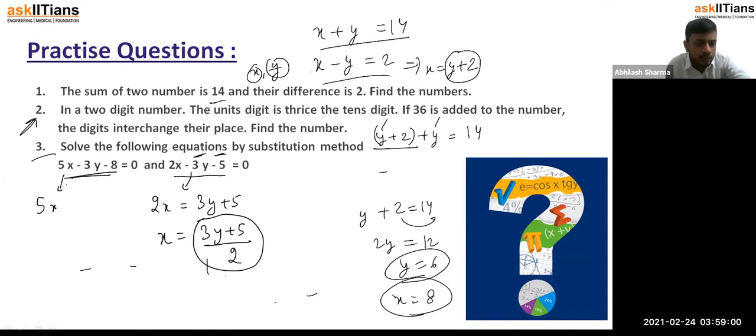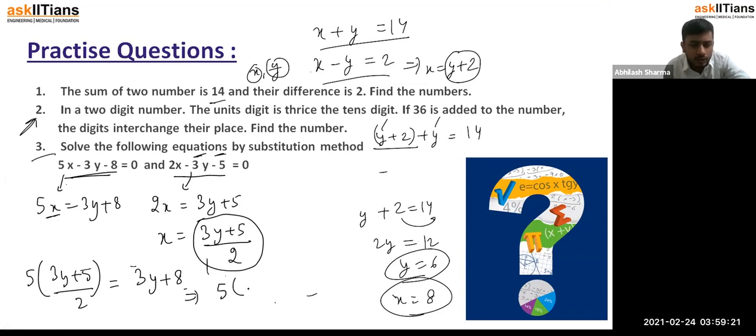Okay. So if you substitute this value of x here in this equation, you are getting, look, first of all, this equation becomes 5x is equal to 3y plus 8, correct? Now you substitute the value of x here, you will get 5 into (3y plus 5) by 2 equal to 3y plus 8. So what do we say from here? That 5 into (3y plus 5) will be equal to, just take 2 here, 2 into (3y plus 8), cross multiplication we have done. On opening the brackets, we get 5 3s are 15y plus 25, okay?